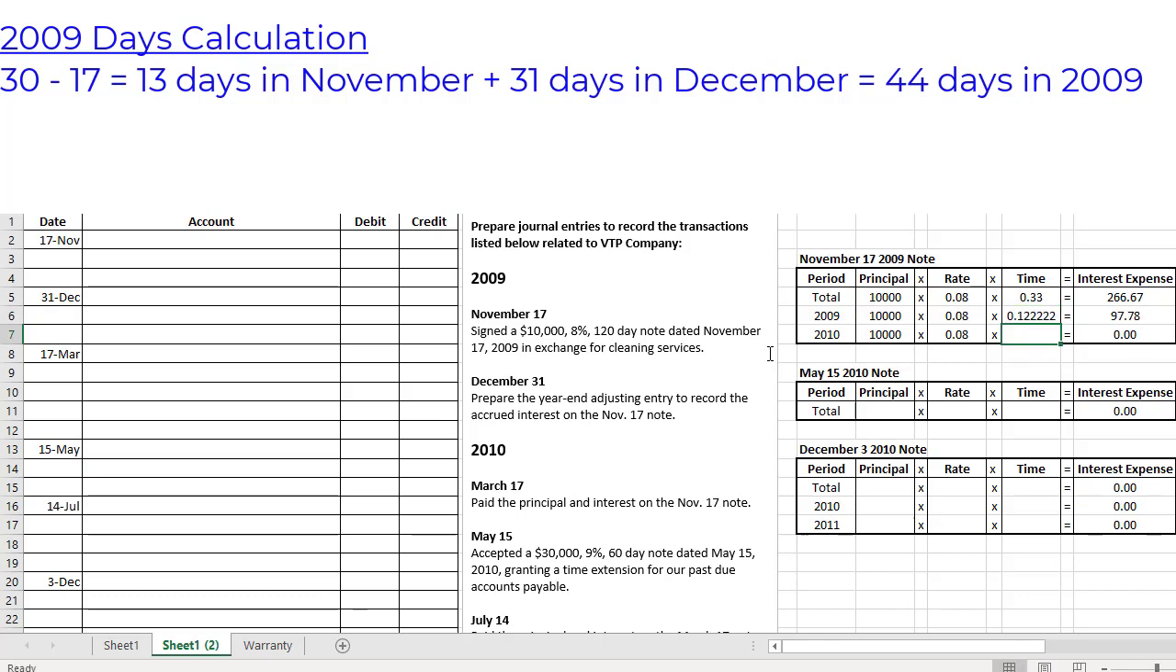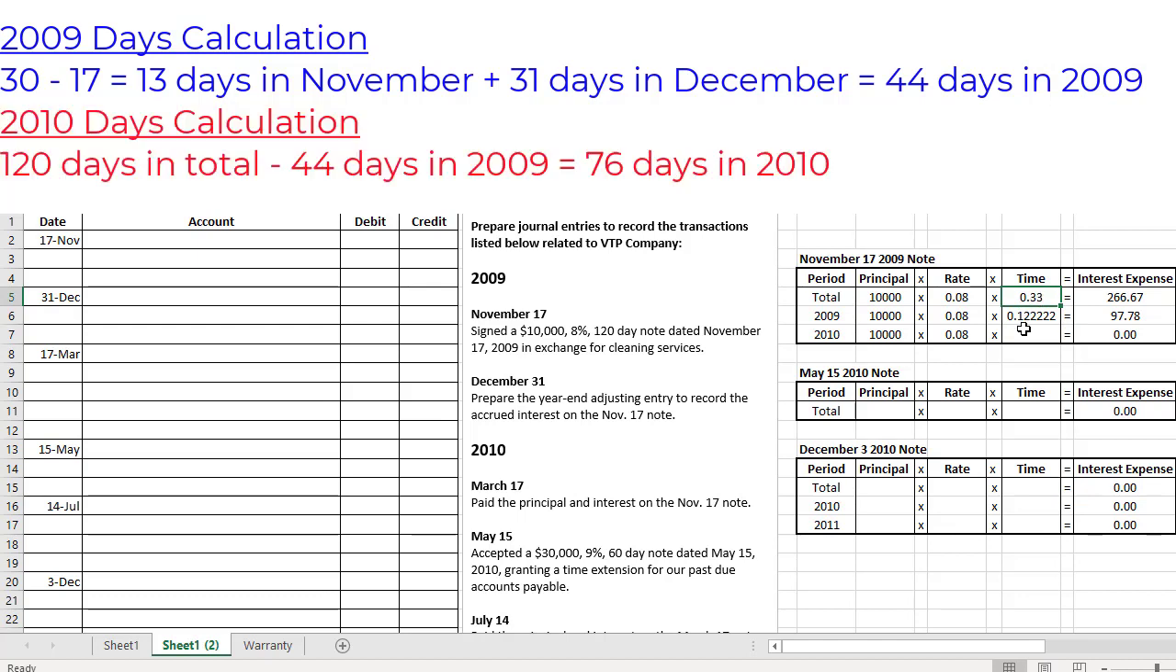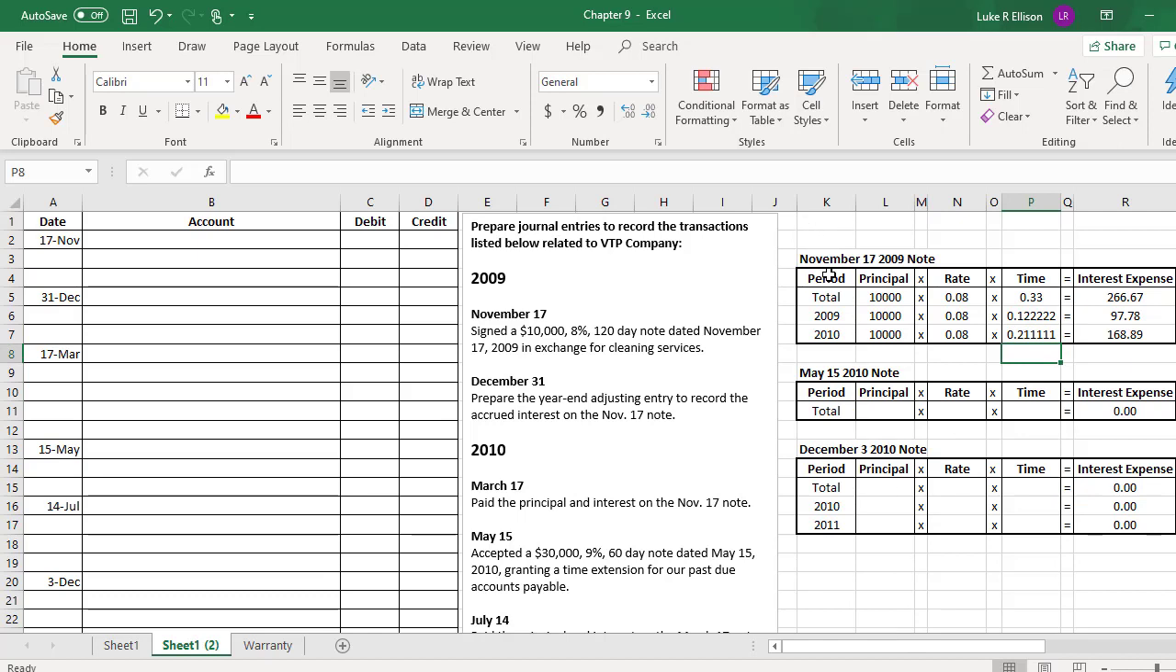Now the easiest way to find 2010 is to recognize that, well, we've already recorded 44 days in 2009, and there needs to be 120 days in total. So we take 120 and we minus the 44 days that we've already recorded to find that there are 76 days still left to record in 2010. So that's going to be 76 divided by 360. Alright, we have finished our interest table here. Now we didn't really need this for the first journal entry, but it's just kind of nice to get it out of the way.